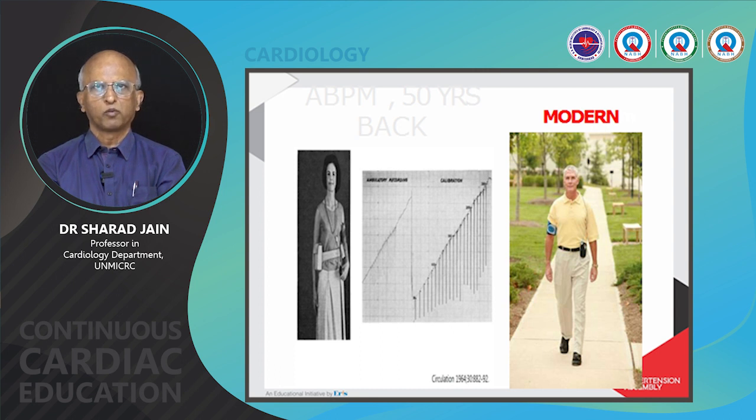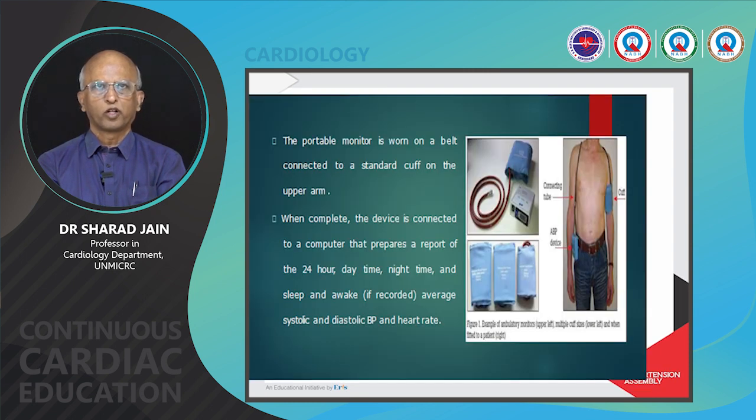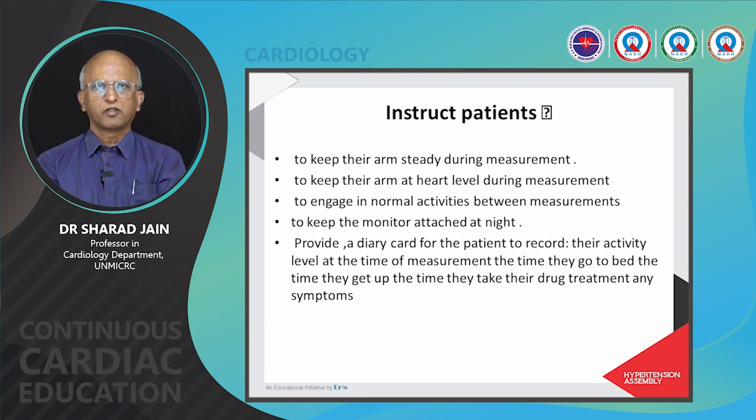It's just like a mobile and a cuff which inflates at regular intervals. The portable monitor is worn on a belt connected to a standard cuff on the upper arm. When complete, the device is connected to a computer that prepares a report of 24 hours, day time, night time and sleep, etc. The instruction given to the patient is to keep their arm steady during measurement.